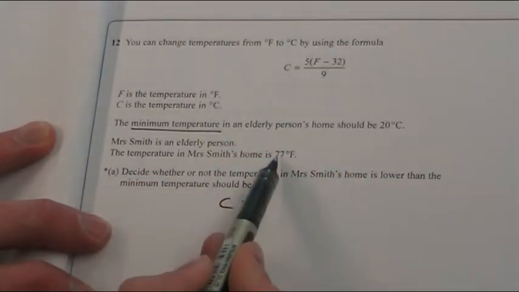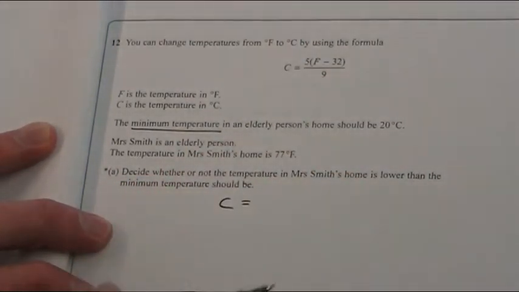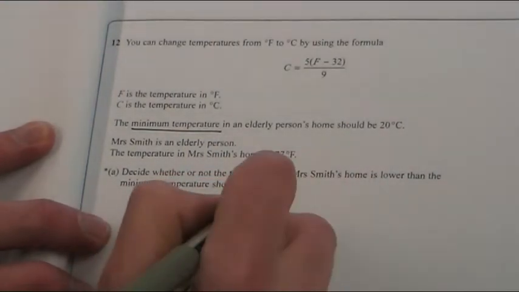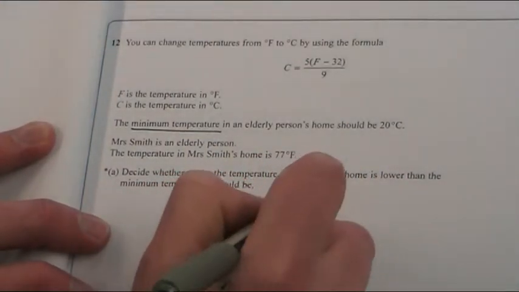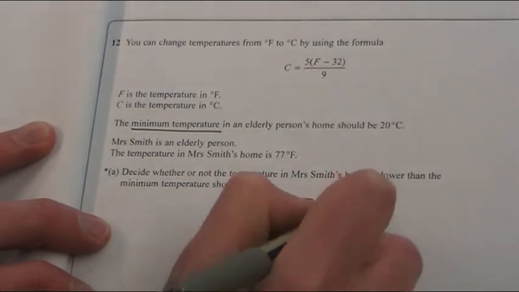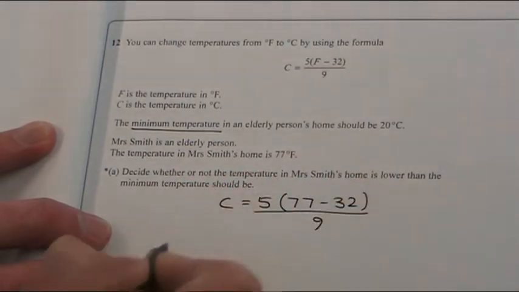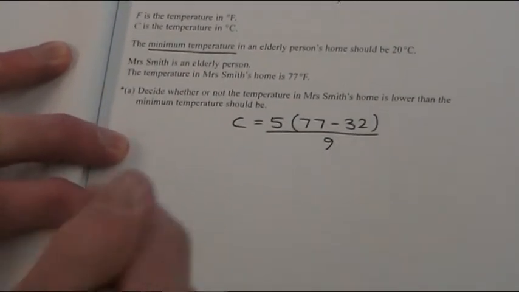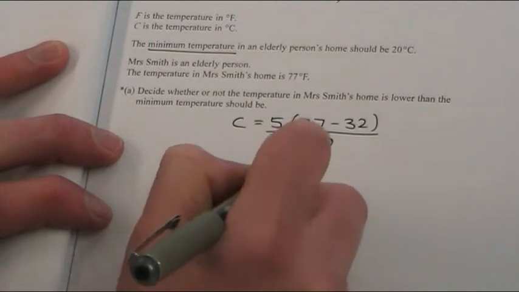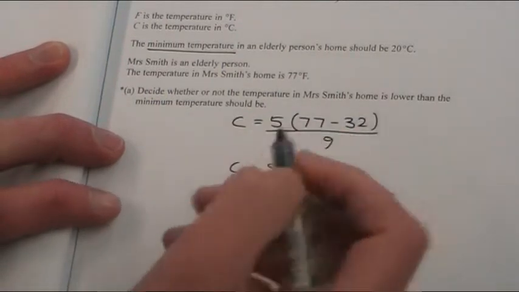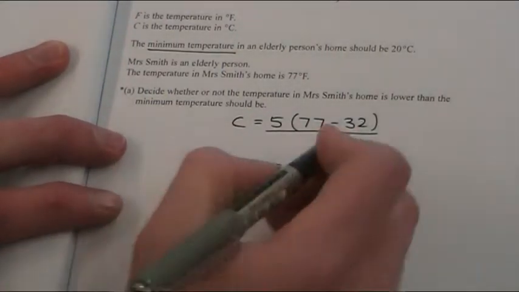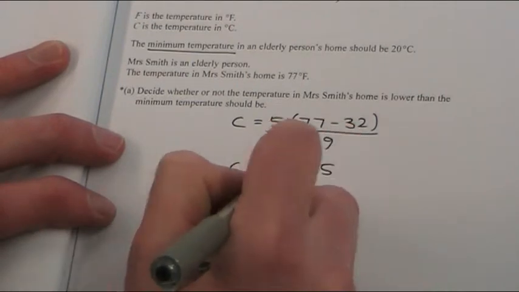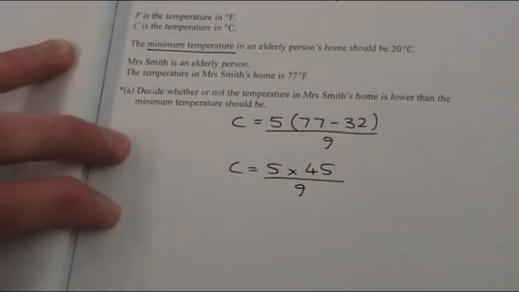So all I can do is take this number, pop it in my formula, substitute it in and see what happens. So 5 brackets 77 take away 32 all over 9. Generally, once we substitute something, we tidy it up and see what happens. So that's 5 lots of this bracket, and this bracket, they're just numbers, so we can tidy it up straight away, which is 45. And then divide by 9.